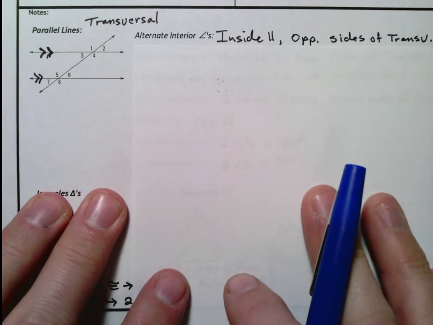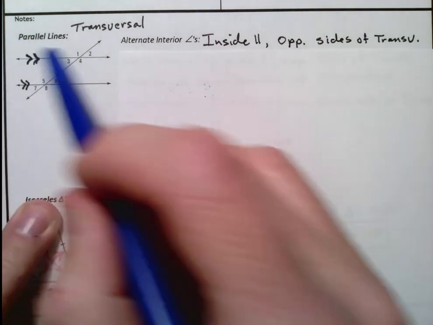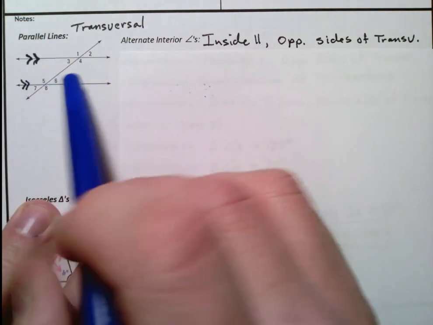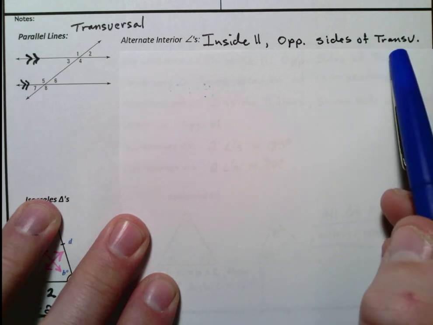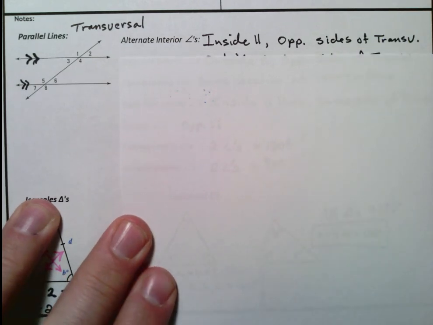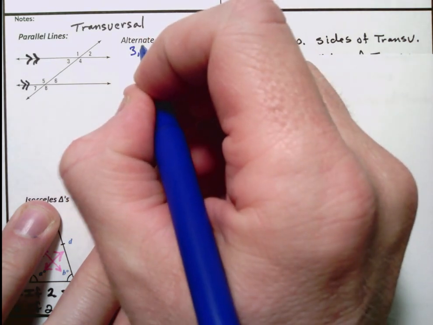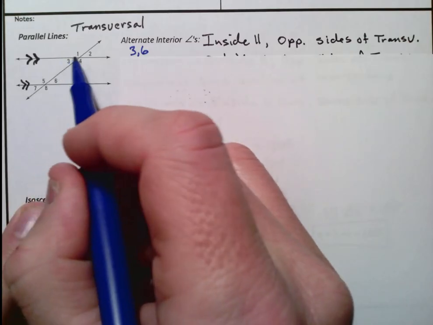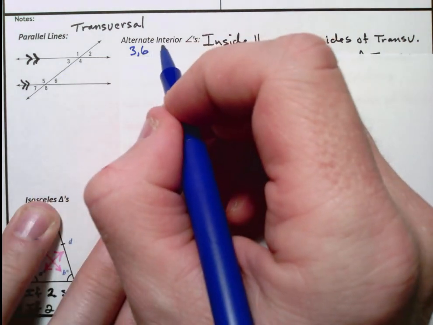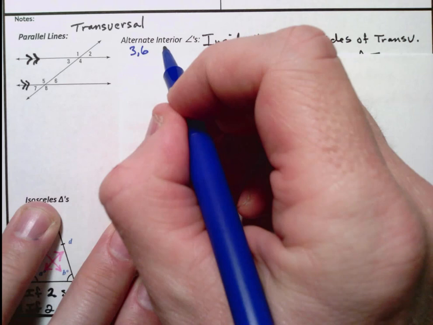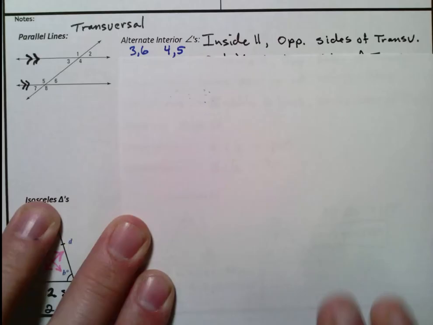So for starters, we have alternate interior angles. Alternate interior angles are angles that are on the inside of the parallel lines, which is 3, 4, 5, and 6, but also on opposite sides of the transversal. So if I want to list a couple of those, I could say that angle 3 and 6 are alternate interior angles. They're on the inside and alternate sides of the transversal. You could also argue that 4 and 5 are alternate interior angles as well. That's what we have for the first term.